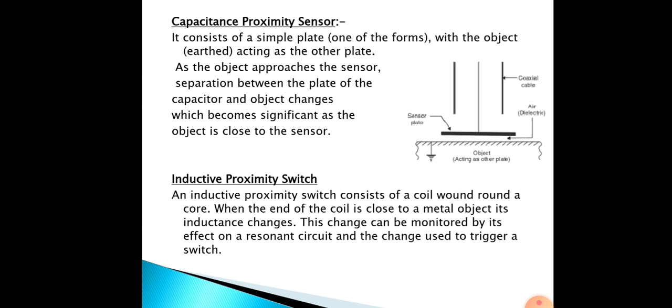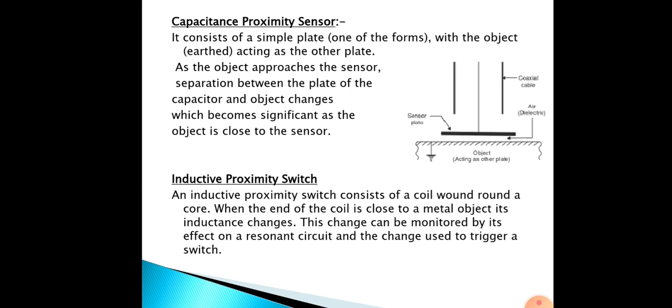capacitive proximity sensor. It consists of a simple plate with the object acting as the other plate. As the object approaches the sensor, the separation between the plate of the capacitor and the object changes.